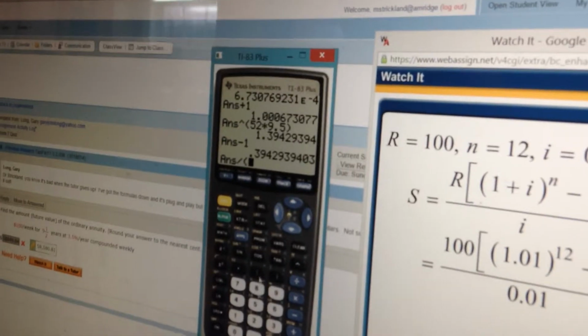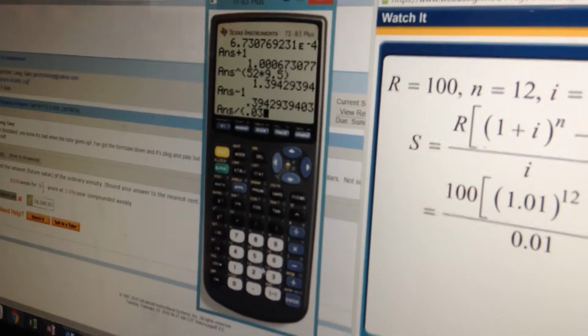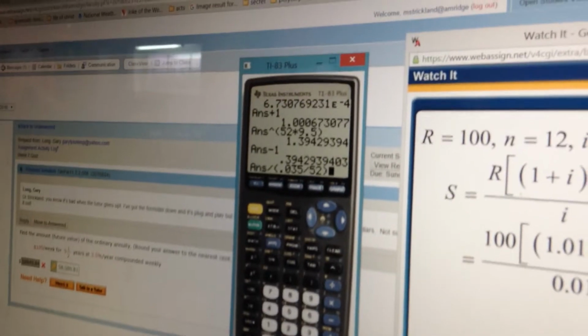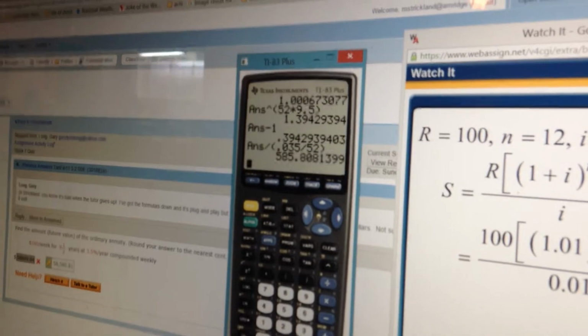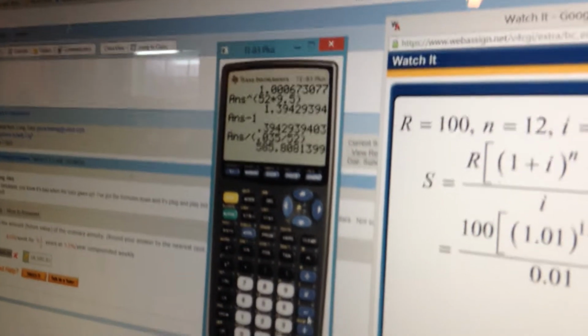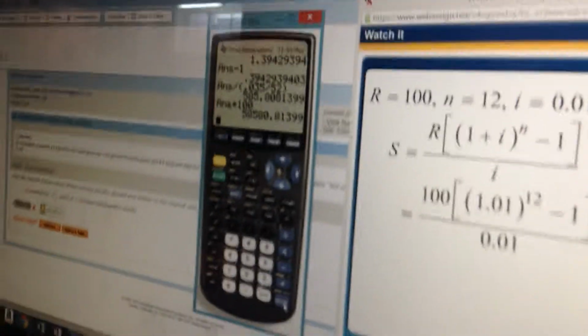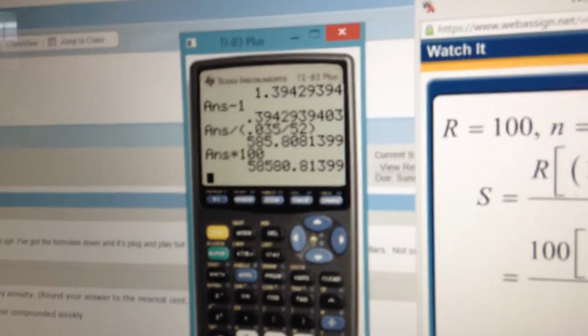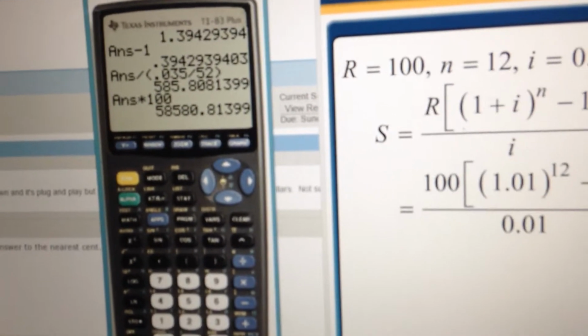Okay, good. Now I'm going to take this number and divide it by I, which was this ugly number up there, but I can easily get that again just by saying divide it by I, and the way we found I was 0.035 divided by 52. There you go. And now I've got to multiply by R, which is the original amount you put in every time, 100. So you get 5850.81, and that's the final answer. Probably yours was off because of rounding. That's how you do that.